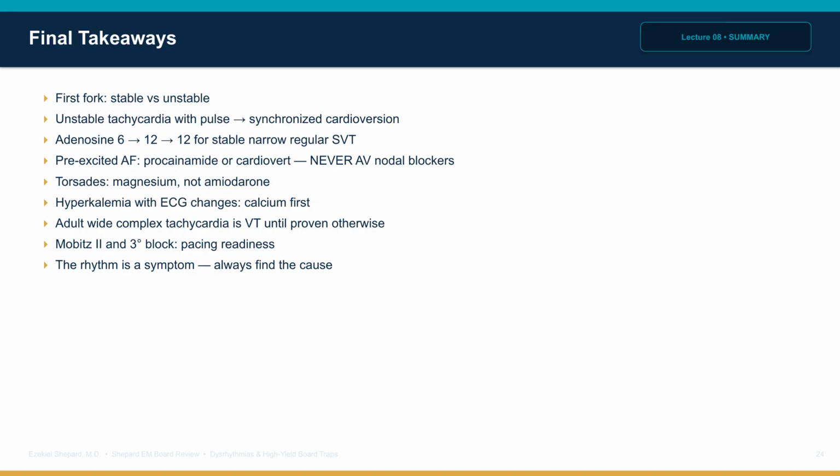Pre-excited atrial fibrillation gets procainamide or cardioversion. Never AV nodal blockers. Torsades gets magnesium, not amiodarone. That drug prolongs the QT and worsens the rhythm. Hyperkalemia with ECG changes gets calcium first.